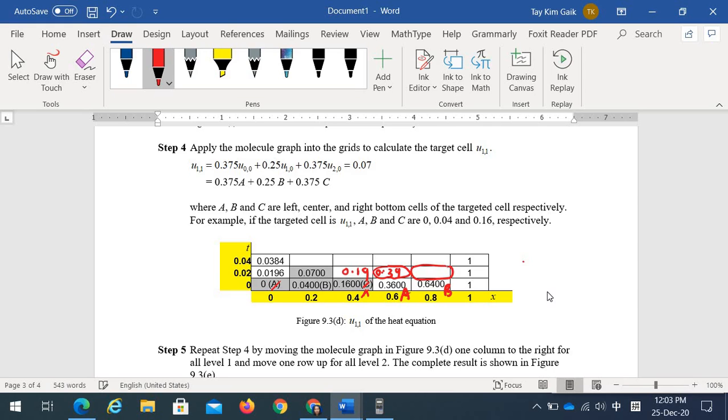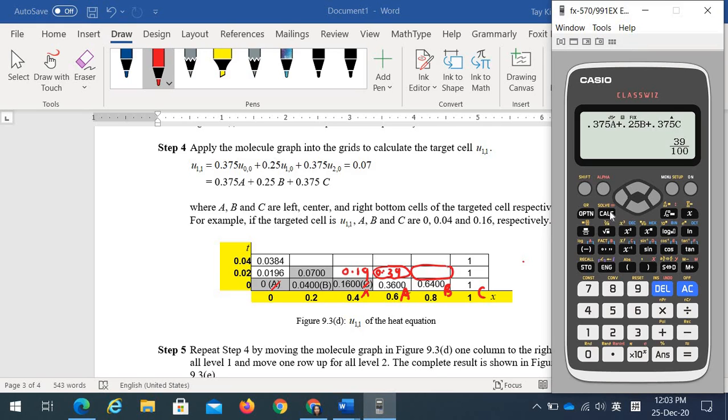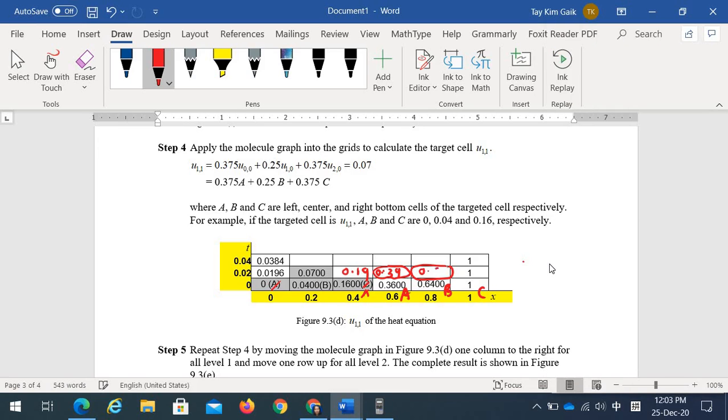Then target here. A now moves to here, this is B, this is C. Calculate again. Left is here, 0.36, B center bottom is exactly the same column as the cell that you target, so 0.64, and C is 1. So you get 0.67.